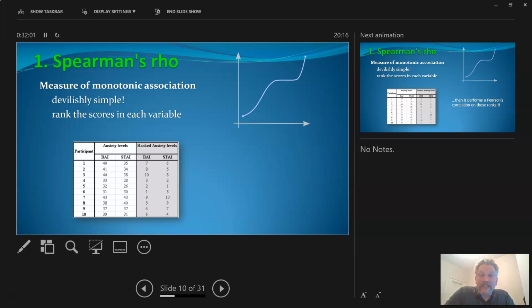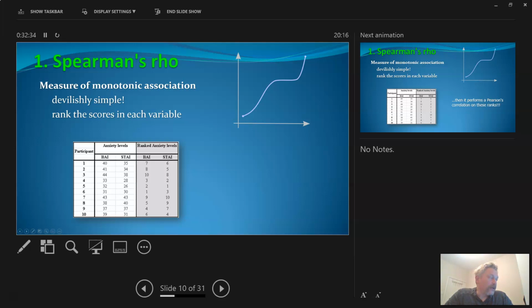So you don't actually need to do this when you want to perform a Spearman's rho. I'm just showing you, sort of prising back the software, what is actually happening. But all we do is, for the first measure, just rank the scores. So you find out what was the lowest score on Beck's anxiety inventory. It was 31. And next was 32. So they get assigned a rank of 1 and 2 and 3 and 4 and so on and so on.